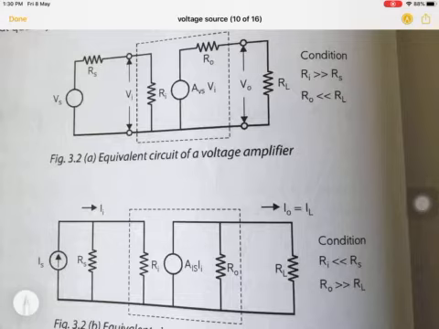Now, if we come to current, this is the circuit of a current amplifier. The current source has input resistance in parallel, so this is RS and this is RI.